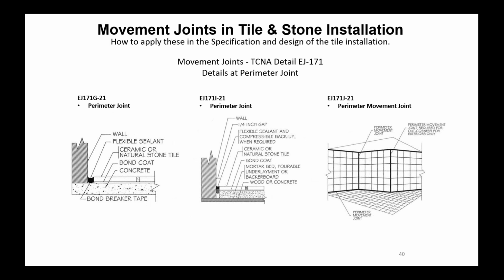Perimeter joints, again, can't stress them enough. They're critical, and you can typically hide those the best. Perimeter joint with the mud bed, and again, the perimeter joint movement detail that we showed earlier.